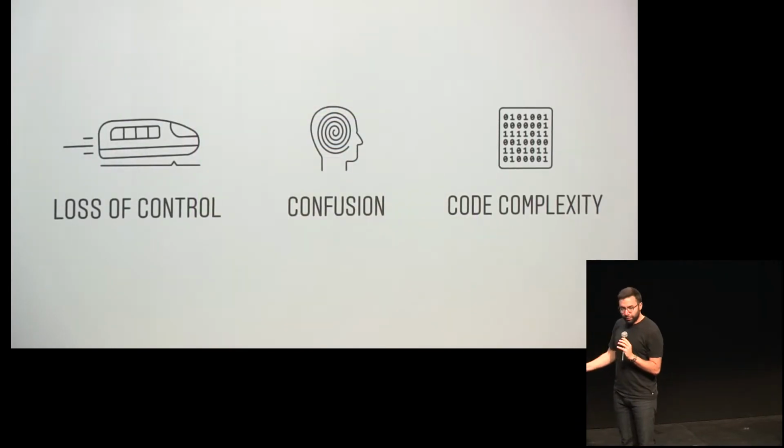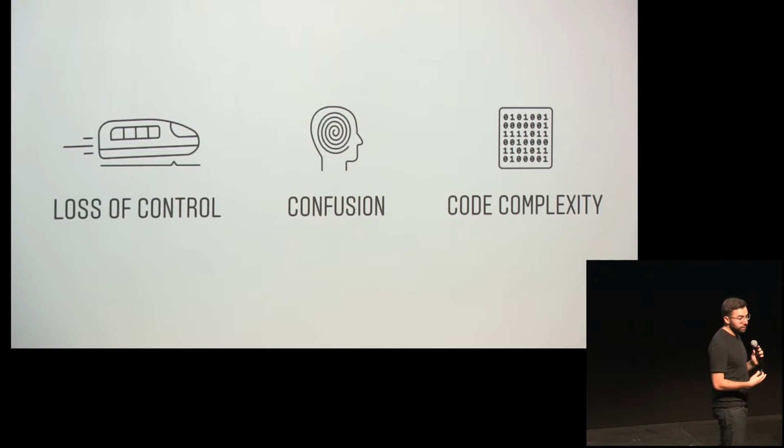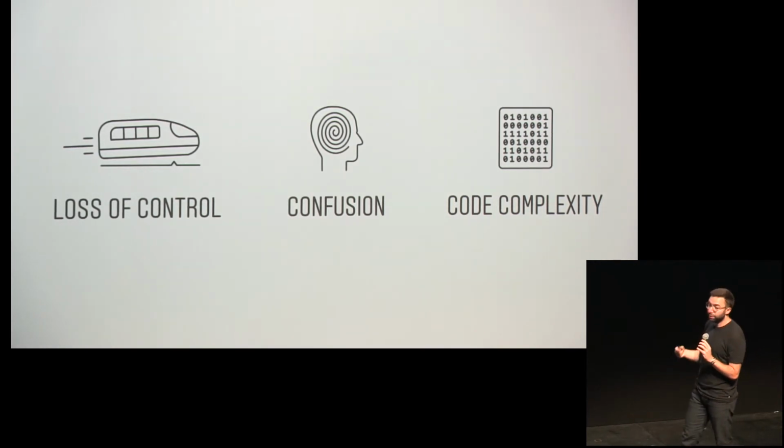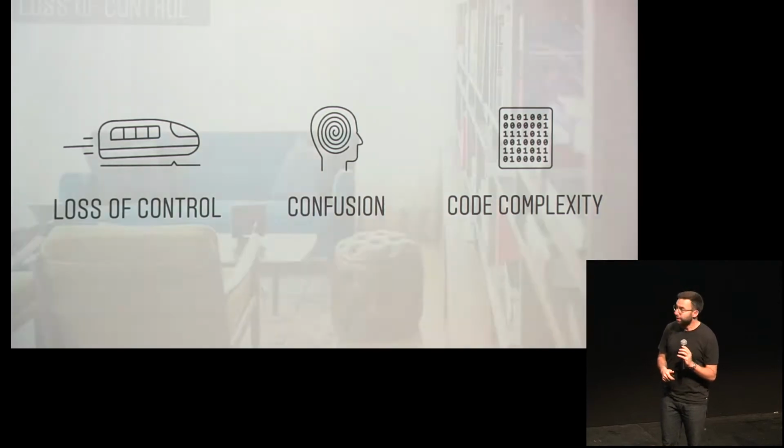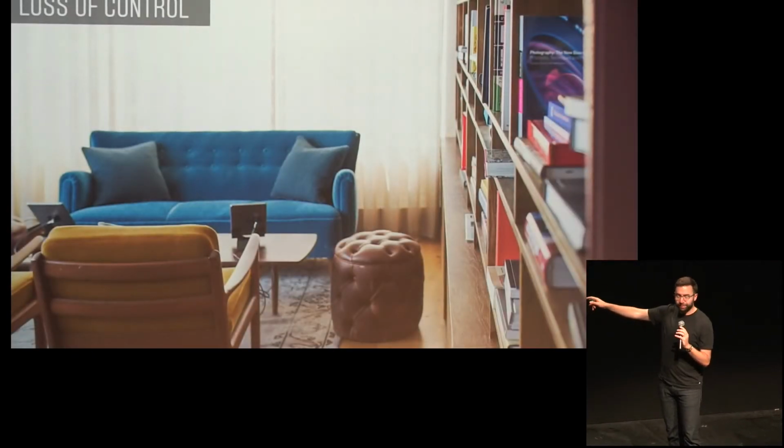But there are a couple of things to be aware of when testing, things you need to watch out for and have concerns around. These are: loss of control, confusion, and code complexity. These are some of the biggest ones we think about on Instagram. One of the most interesting metaphors I think about is for loss of control.